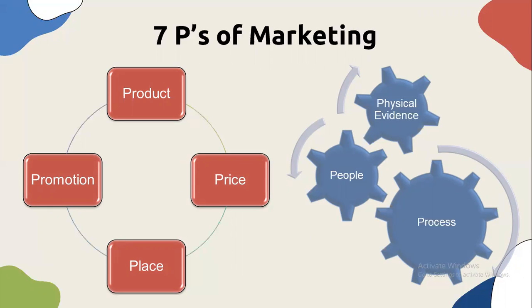Now let's talk about extended P's. These are related to the service. So the first one is process, second one is people, and the third one is physical evidence. Now when I talk about extended P's of services, they are indirectly related to product. But all these 7 P's are extremely essential when you are doing marketing.